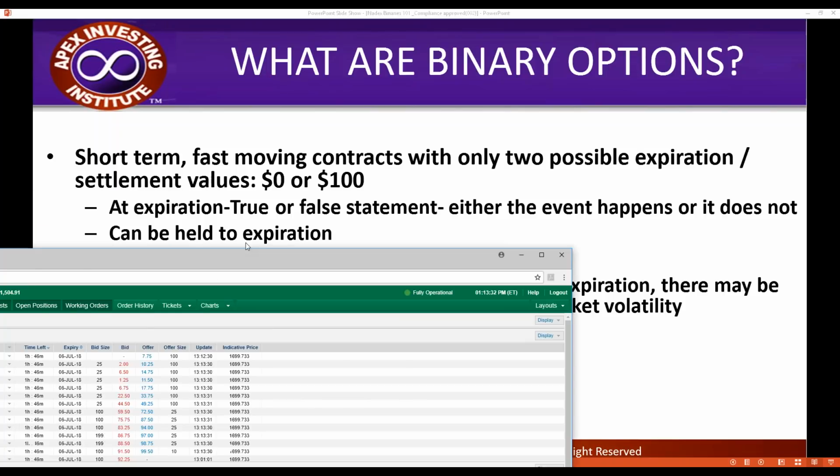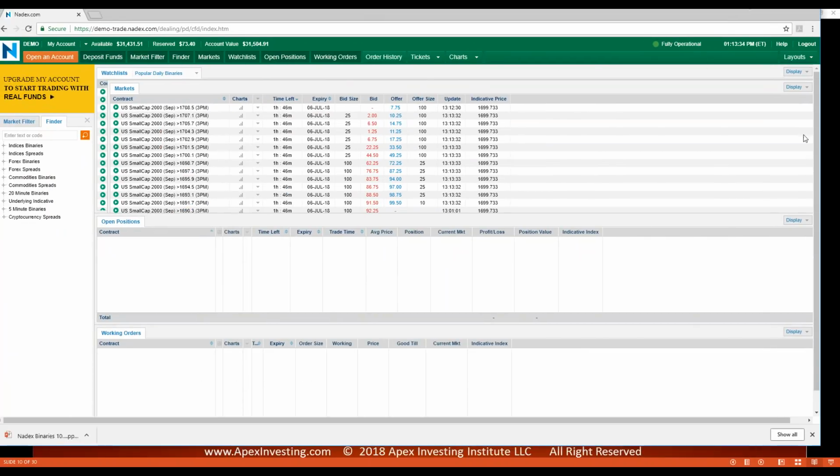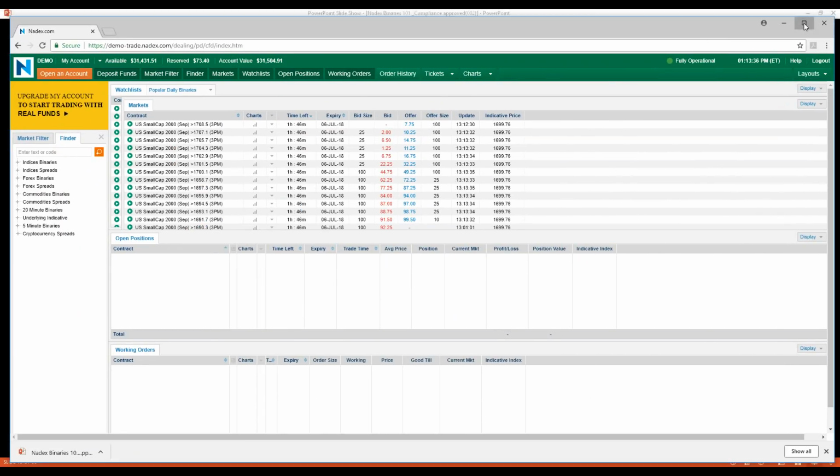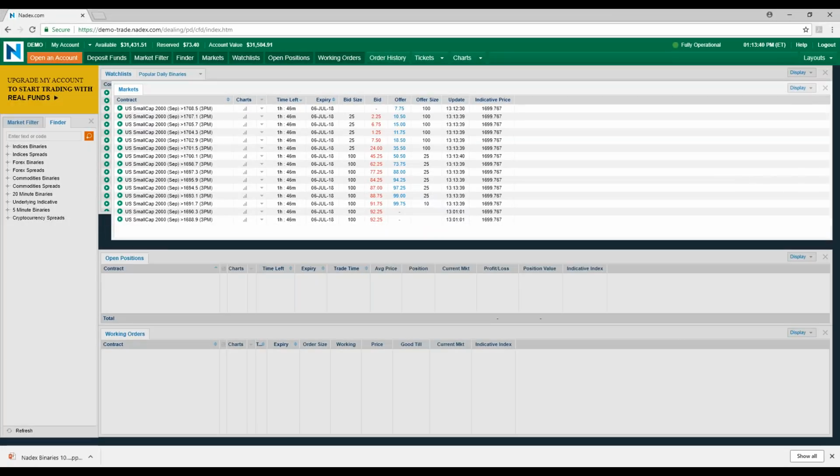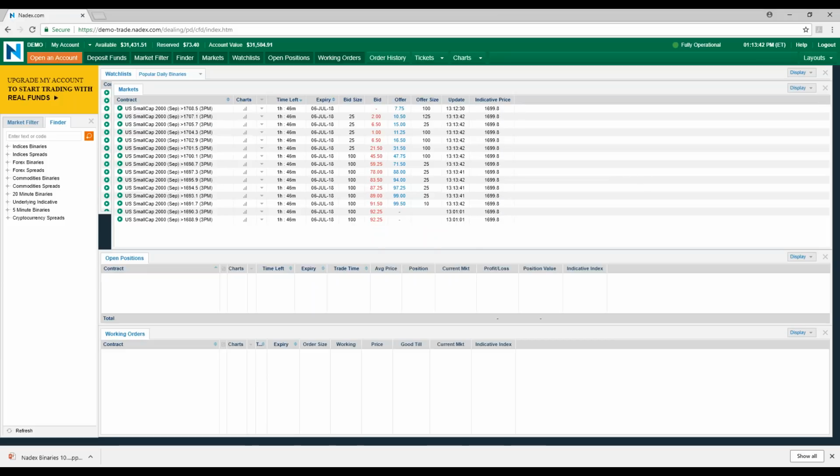Let's flip back over here. So right here, we're back on the Nadex demo platform. And what I'm looking at right here, this is what we call a strike ladder. This is for the US Small Caps 2000. This is the Russell. And so what are we looking at here?